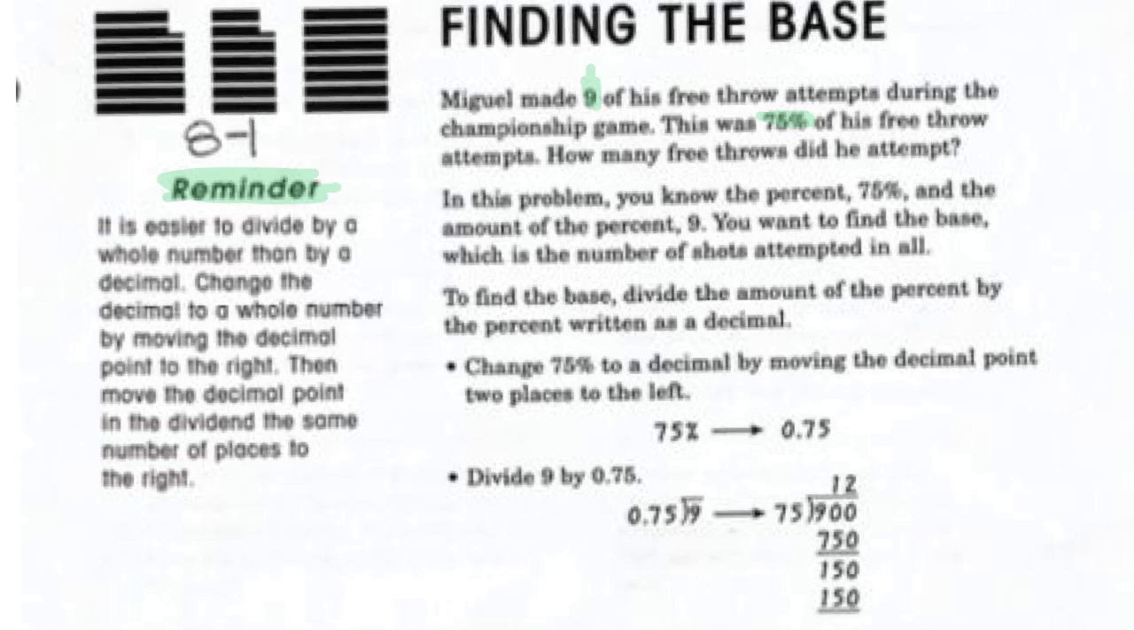To find the base, divide the amount of the percent by the percent written as a decimal. So you're going to change 75% to a decimal by moving the decimal 2 places to the left. Then you're going to divide 9, which is the number that he made. So you take 9 divided by 0.75, or 900 divided by 75, or you could take 9 divided by 75% if you have the percent key on your calculator. And you get an answer of 12, which is Miguel attempted 12 shots in all. So he threw 12, he made 9, which is 75%.